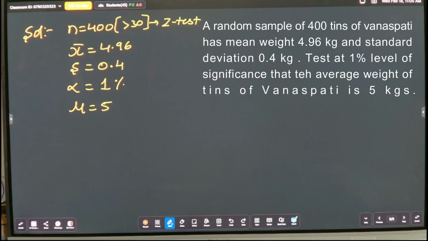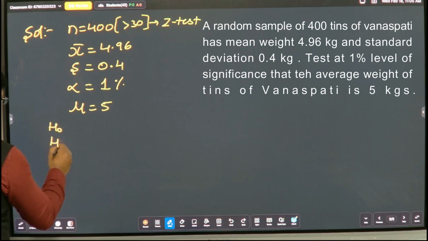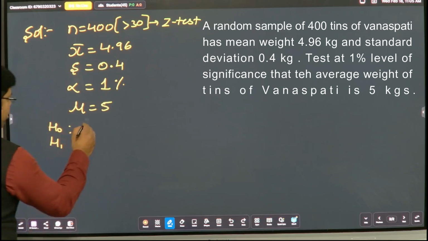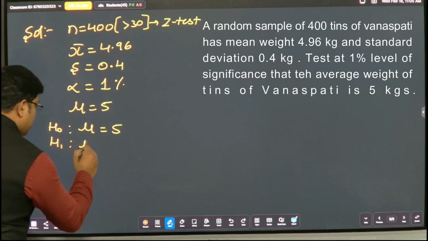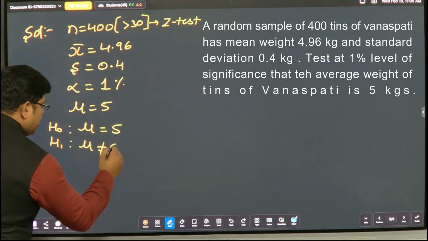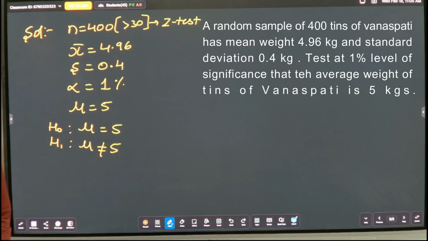So given, done. Formulation: H naught, H1. H naught: mu is equal to 5. Alternative hypothesis: is there any less than or more than? Correct? Very good. Mu is not equal to 5. Means what? It is a two-tail test. Clear? Right.